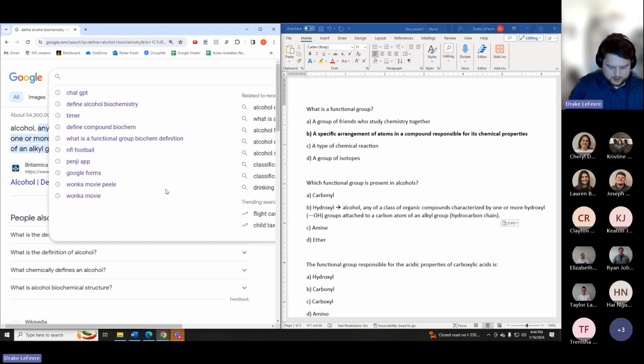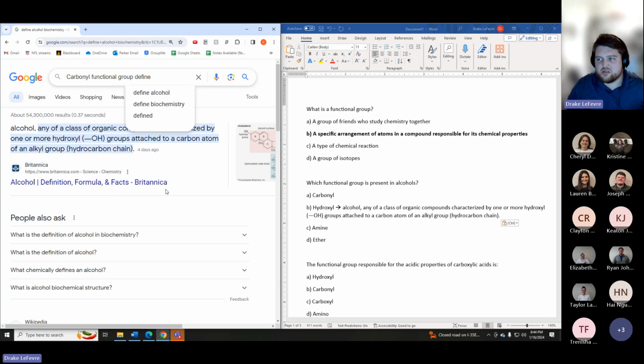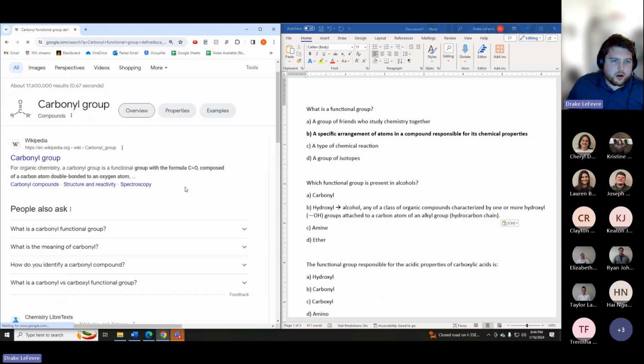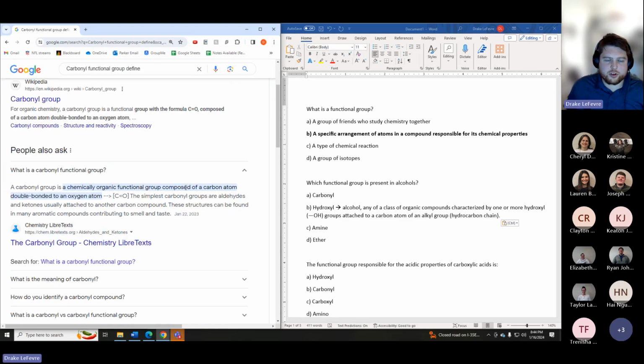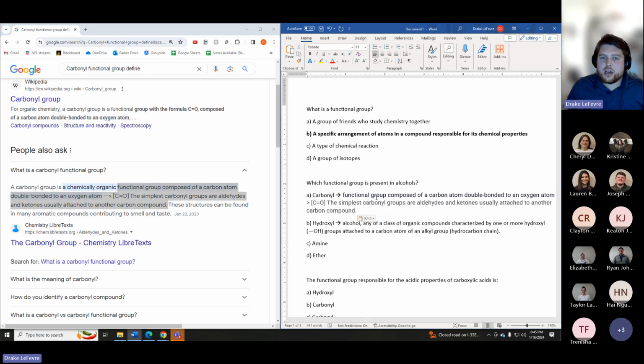So now we look at a carbonyl. Can anybody explain to me what a carbonyl is? I wouldn't expect all of you to, so don't worry. So our carbonyl, for organic chemistry, a carbonyl group is a functional group with the formula C double bond O, composed of a carbon atom double bonded to an oxygen atom. The simplest carbonyl groups are aldehydes and ketones, usually attached to other carbon compounds. So this is where we want to start getting word recognition. In the future, if we see carbonyl, we want to think aldehydes and ketones.